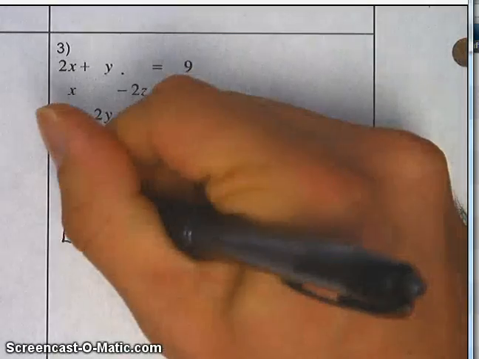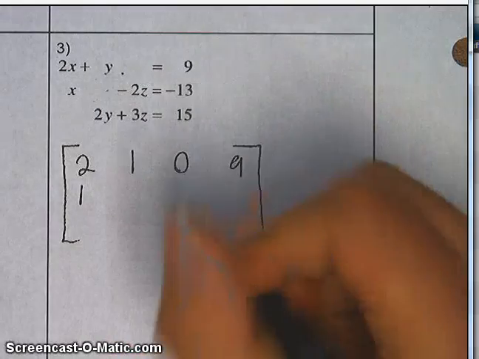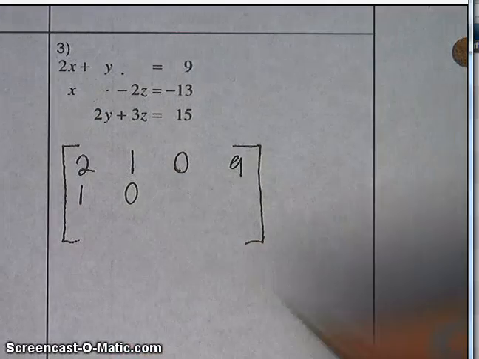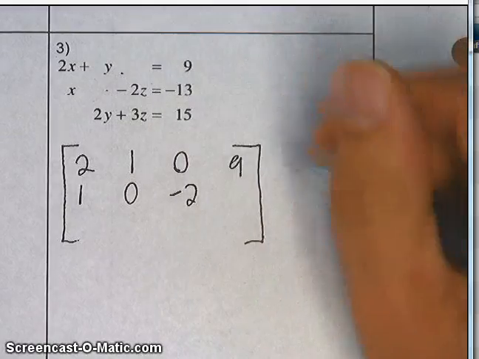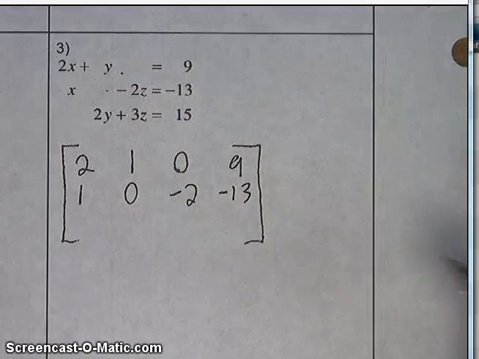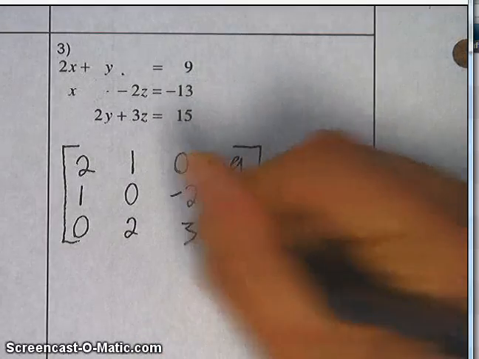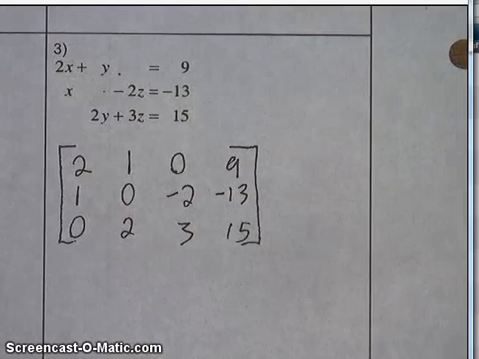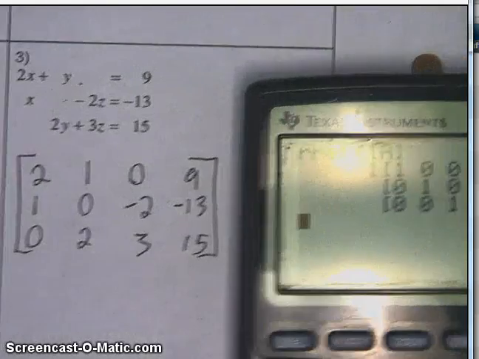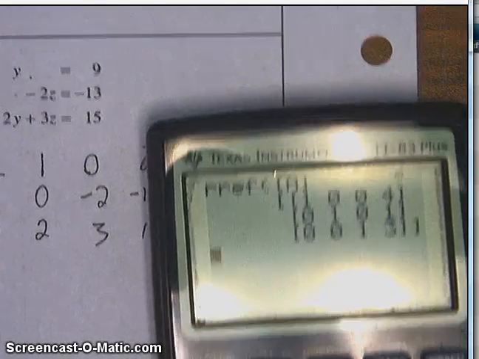In front of the x is a 1. In front of the y is a 0, which is why we don't see it. In front of the z is a -2. After the equal sign is a -13. 0 in front of the x, 2 in front of the y, 3 in front of the z, 15 after the equal sign. So let's walk through those steps one more time.